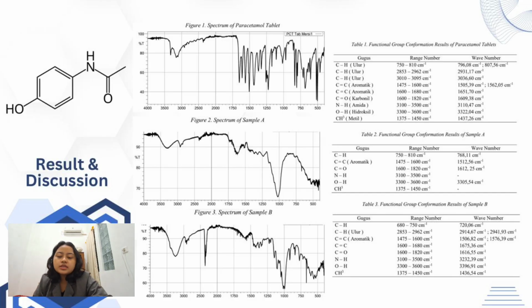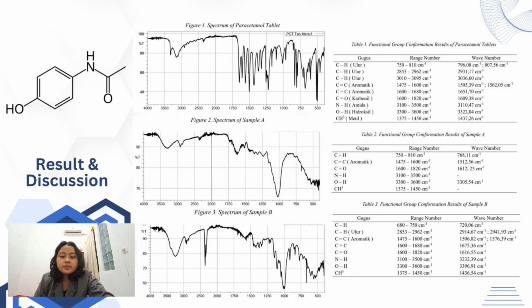So, as you can see in the picture, the FTIR results. The first one is the standard paracetamol tablet. It showed all the expected functional groups, including CH, C=C, C=O, amide groups, hydroxyl, and methyl. While sample A only showed CH, C=C, C=O, and hydroxyl, but it lacks the amide groups and methyl groups. This means sample A does not contain paracetamol.